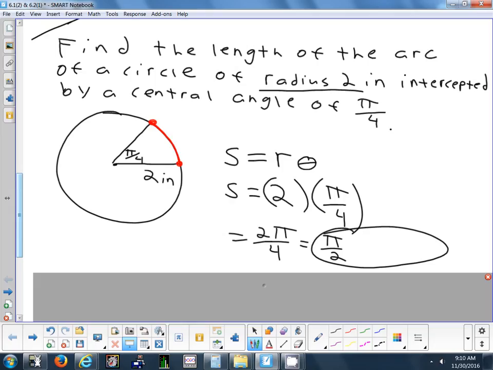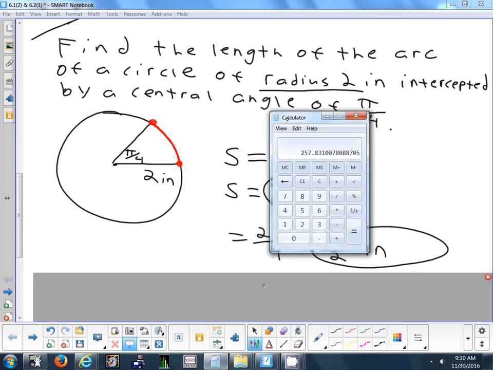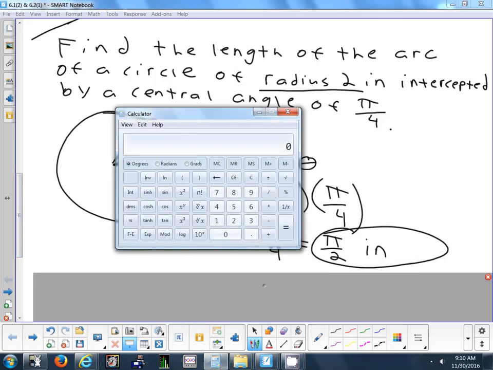So if you look back at our problem, how were lengths measured? Like if you took a piece of string and put it on that red line, it would be pi over 2 inches long. Yep. Okay, so remember, lengths are always measured in inches, feet, centimeters, whatever. The angle is always measured in radians. If they ask you for a decimal, about how many inches is that if you round it, all you have to do is take pi and divide by 2. So it's about 1.57 inches.